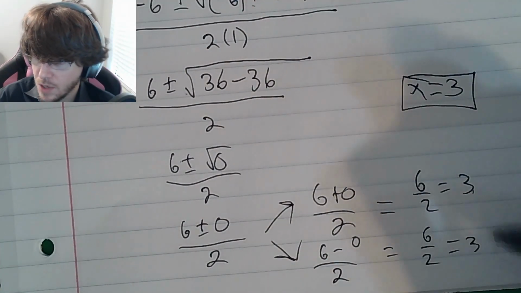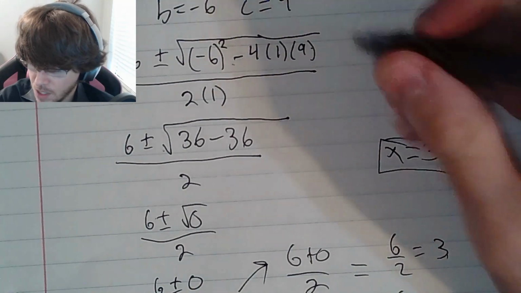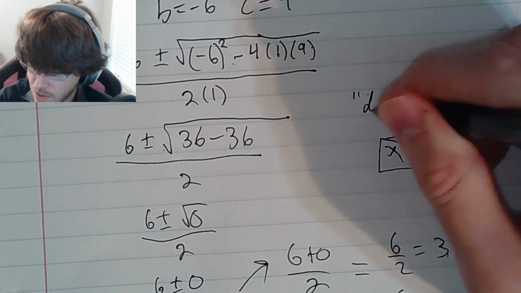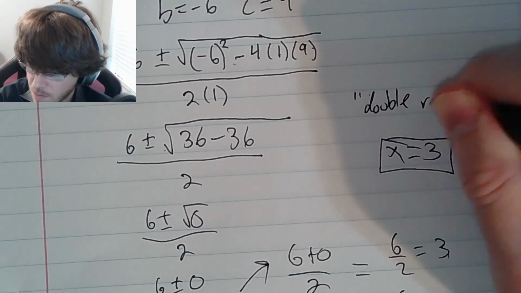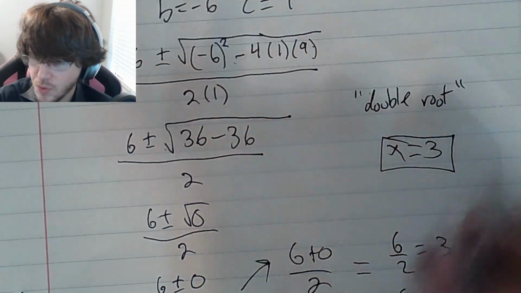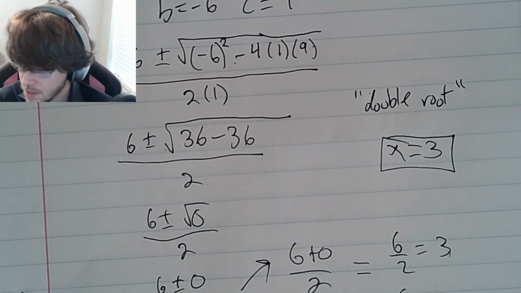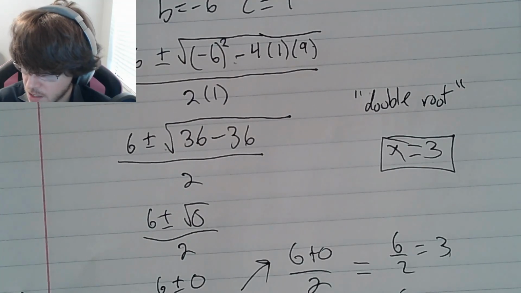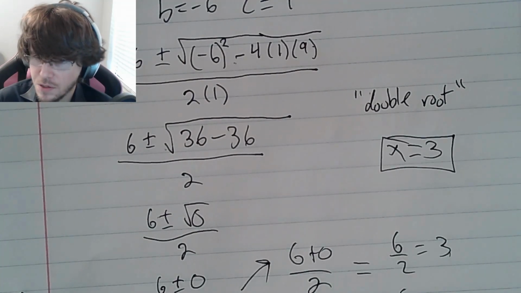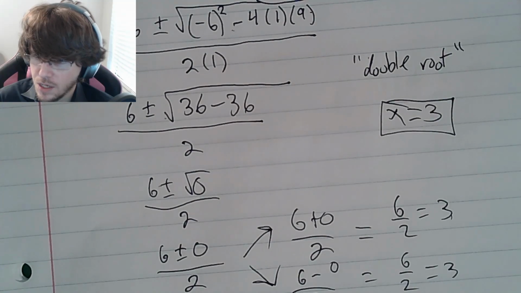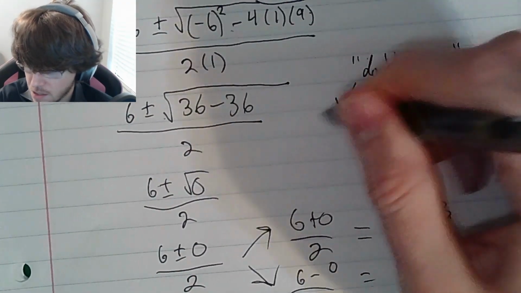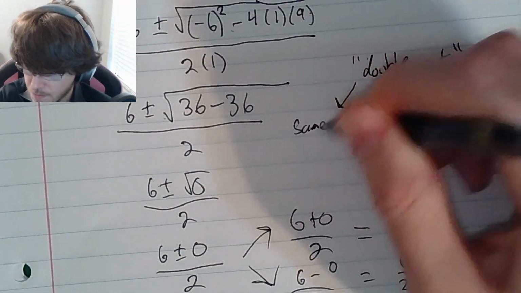Because the answer showed up twice, if you want to, you can write down a double root. Please note this is not going to be too important until your Algebra 2 time, but it's a nifty little idea. It just means you have the same answer twice.